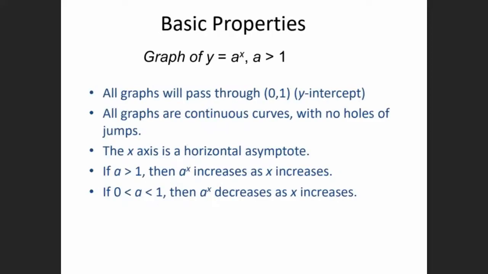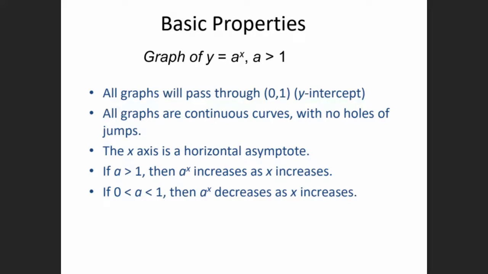All right, so let's look at some basic properties. If I wanted to graph this exponential equation y equals a to the x, and again, a is going to be a value greater than 1, all graphs will pass through the y-intercept at 1, the point (0, 1). All graphs are continuous curves.